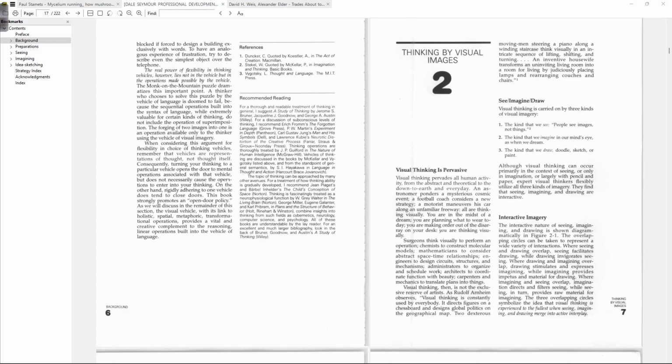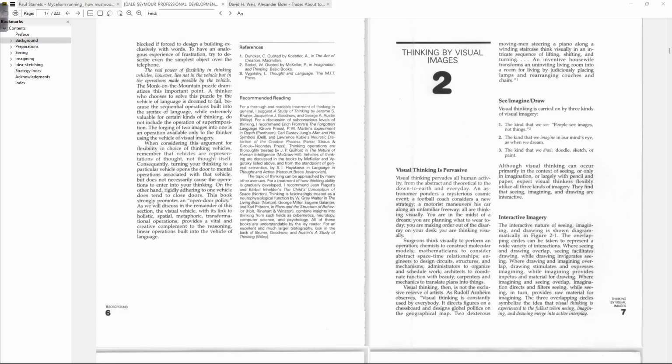You are thinking visually. Surgeons think visually to perform an operation. Chemists construct molecular models. Mathematicians consider abstract space-time relationships. Engineers design circuits, structures and mechanisms. Administrators organize and schedule work. Architects coordinate function with beauty. Carpenters and mechanics translate plans into things. Visual thinking, then, is not the exclusive reserve of artists. As Rudolf Arnheim observes, visual thinking is constantly used by everybody. It directs figures on a chessboard and designs global politics on the geographical map.